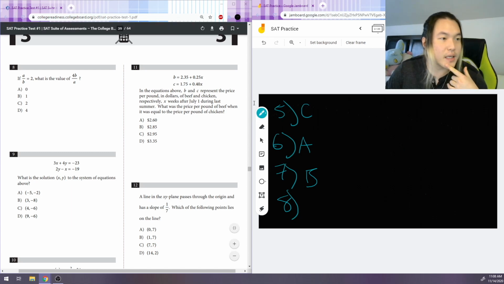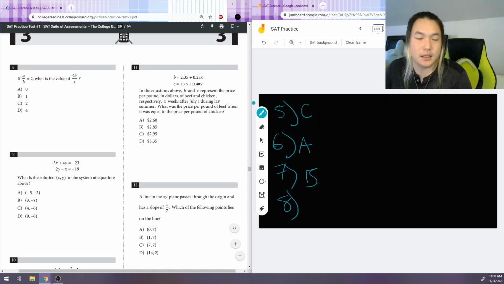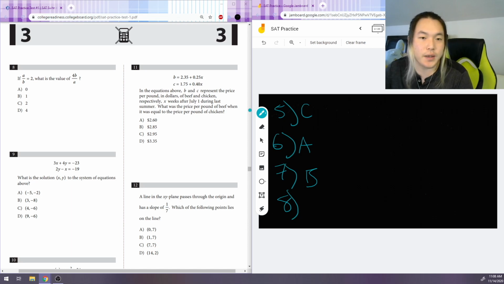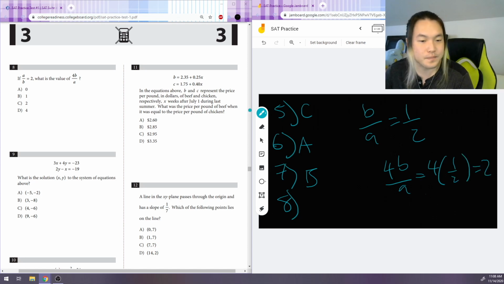So if A divided by B equals 2, what is the value of 4B divided by A? A couple different ways to solve this one. So I'll show you one of the ways my students showed me. I really like this way. So if A divided by B is 2, B divided by A must be 1/2. That means 4 times B divided by A is equal to 4 times 1/2. 4 times 1/2 is 2. Not bad, not bad. Yeah, you can also use like substitution.